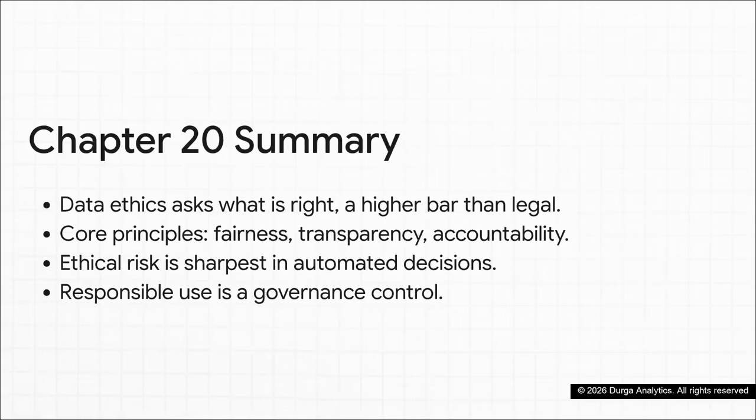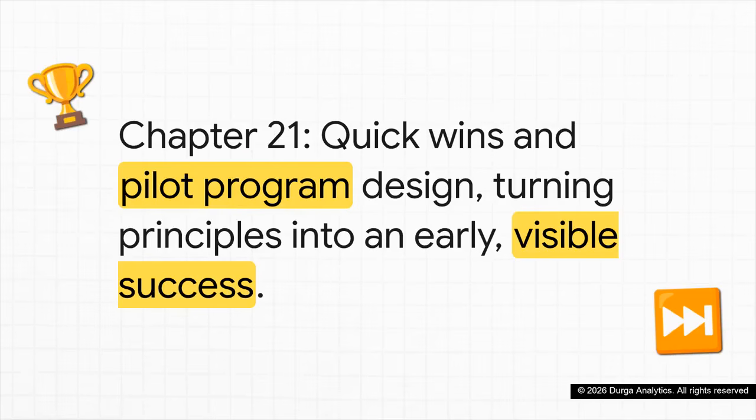Let's lock in these takeaways for all you working professionals out there. Remember, data ethics asks what is right, which is a much higher bar than just legal compliance. Your core principles are fairness, transparency, accountability, avoiding harm, and explainability. Your absolute highest risk is in automated AI-driven decisions. And most importantly, ethics is not an afterthought. It is a built-in lifecycle control. And that wraps up Chapter 20.